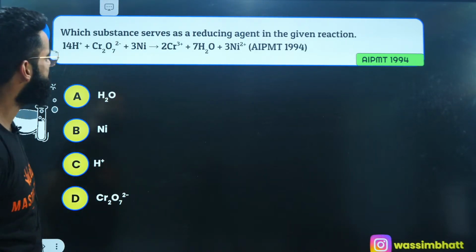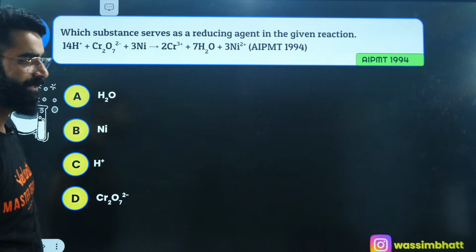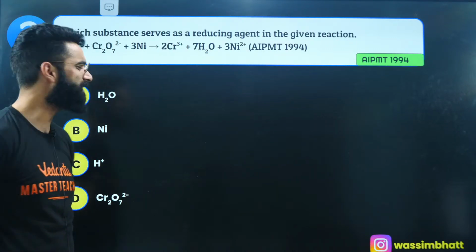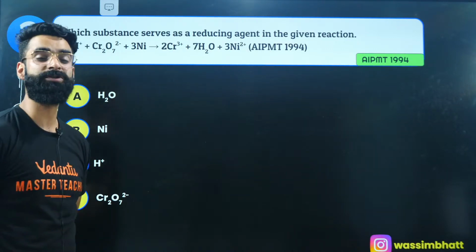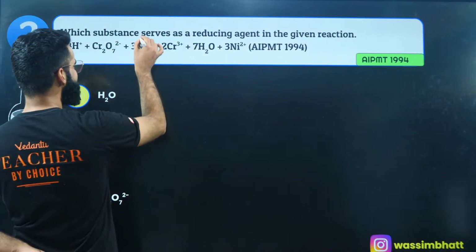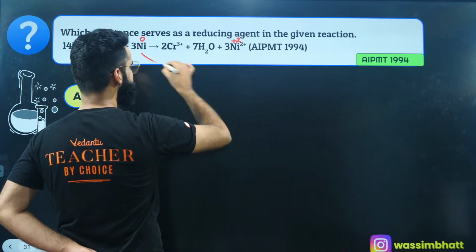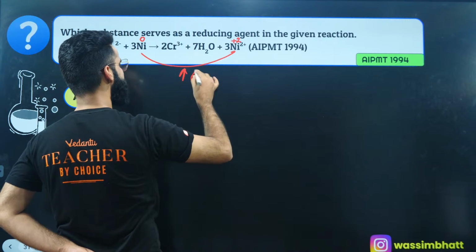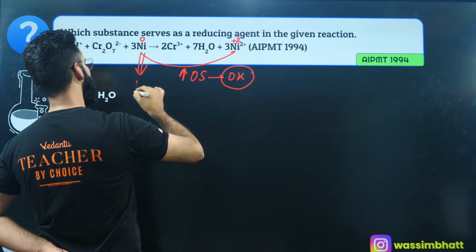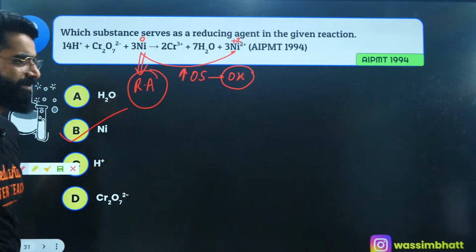Which substance serves as a reducing agent in the given reaction? Reducing agent is the one which undergoes oxidation. So basically I need to see which of the substances undergoes oxidation. Just after looking at the reaction, I can say the oxidation state of nickel right here is 0 and the oxidation state of nickel right here is +2. 0 to +2, increase in the oxidation state. Increase in the oxidation state is what we call oxidation. And any substance which undergoes oxidation is going to be your reducing agent. So nickel is basically the reducing agent among all, right? Nickel is the reducing agent.